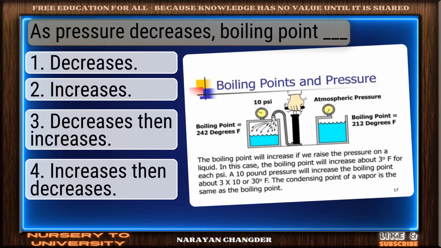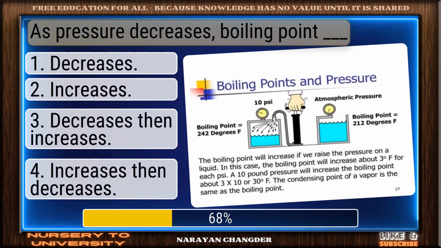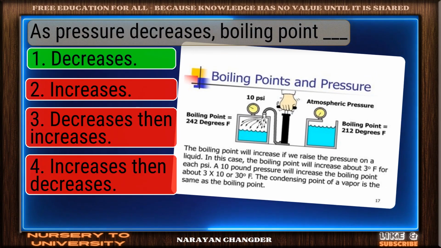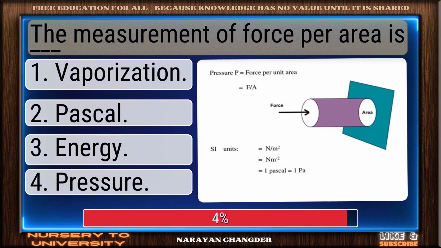As pressure decreases, boiling point dash. Great job. Decreases is the accurate answer. The measurement of force per area is dash.